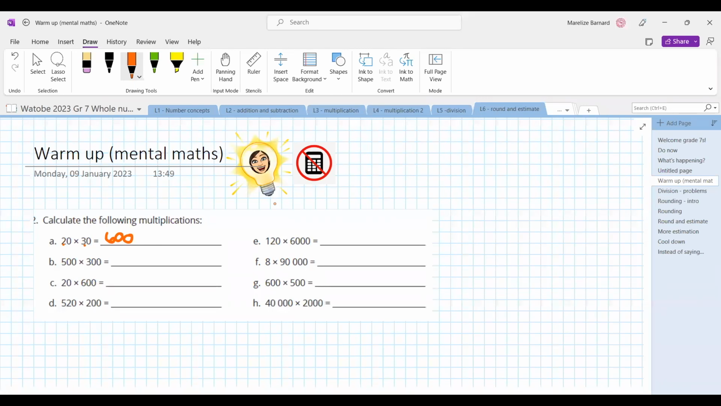Question B, 5 times 3 is 15. And then we can just add the zeros, 1, 2, 3, 4. So our answer is 150,000. Then we go 2 times 6, that's 12. And there's 1, 2, 3 zeros, sorry, not digits, 3 zeros, so that's 12,000.